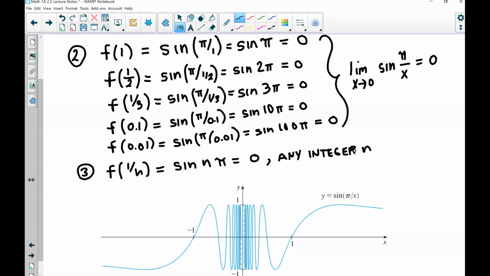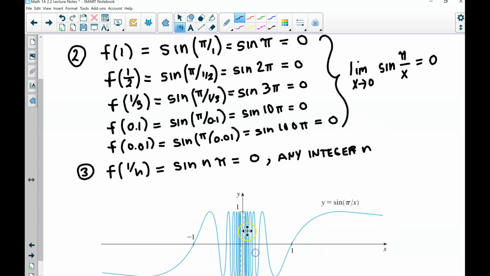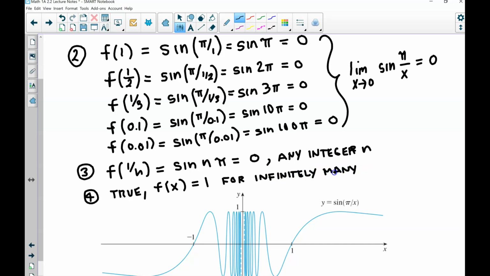But it is also true that f of x, meaning the output, is equal to 1 for infinitely many values of x that approach 0.